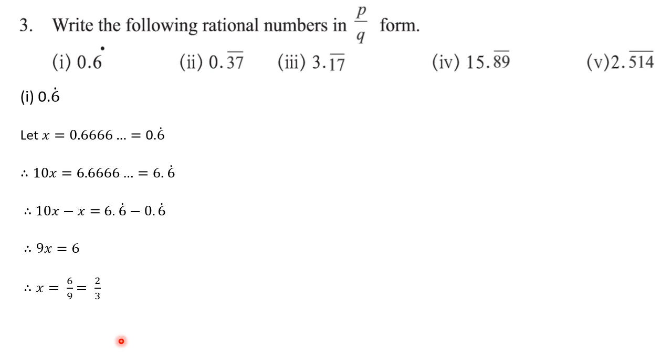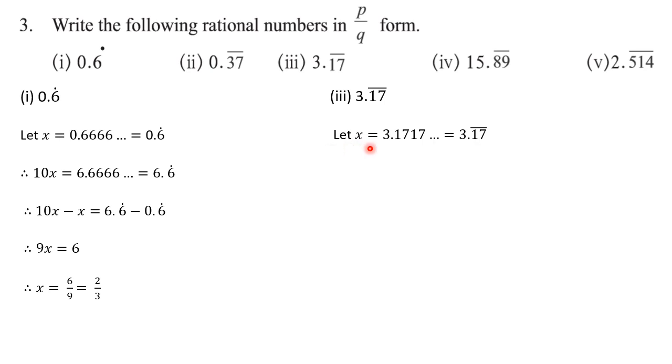Now let us go further. The third question I am taking. The second question is similar to this. Here you have to multiply by 100. Since here before the decimal place also we have one digit, I have taken this third sum. So 3.17 recurring. The very first step is that you take the given decimal fraction as x.